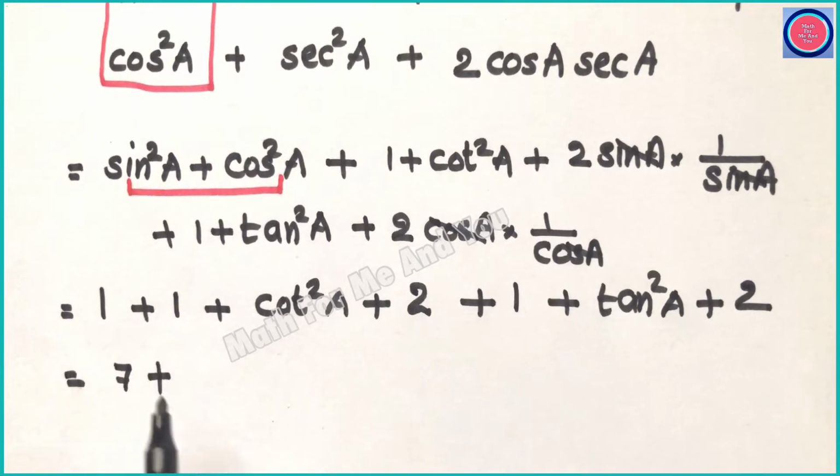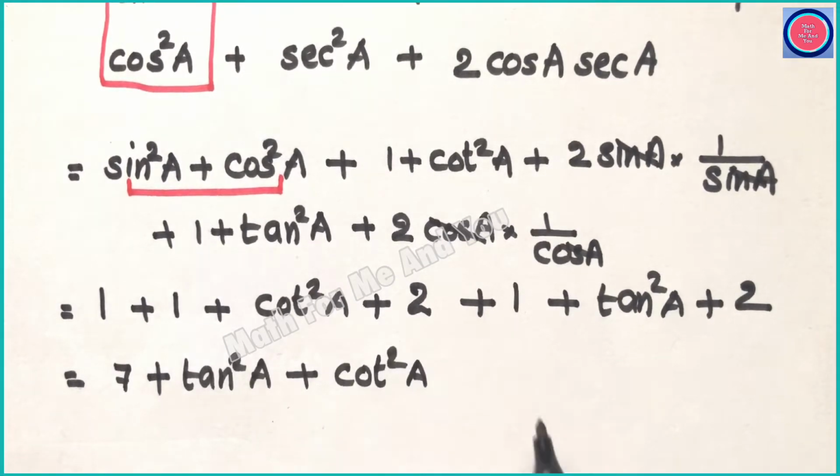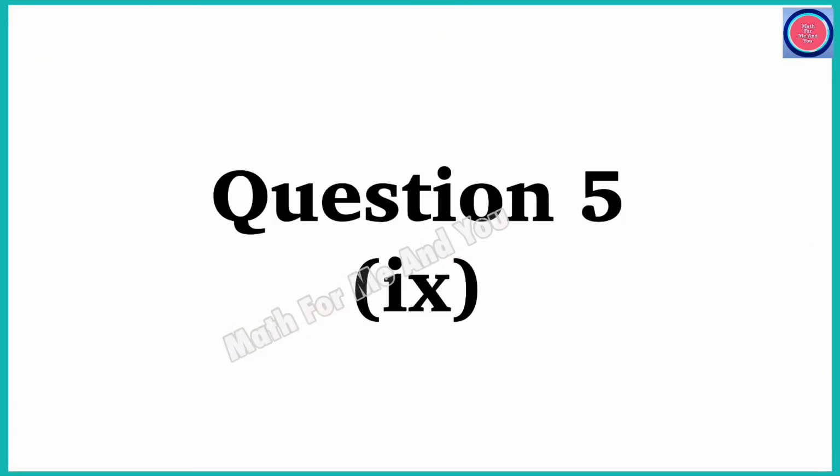Plus cot square a plus tan square a. Let's write same as in the RHS. So we could write tan square a plus cot square a. This is the RHS. So we could write it is equal to RHS. What we are getting is LHS equals RHS. That means we have proved the given identity.